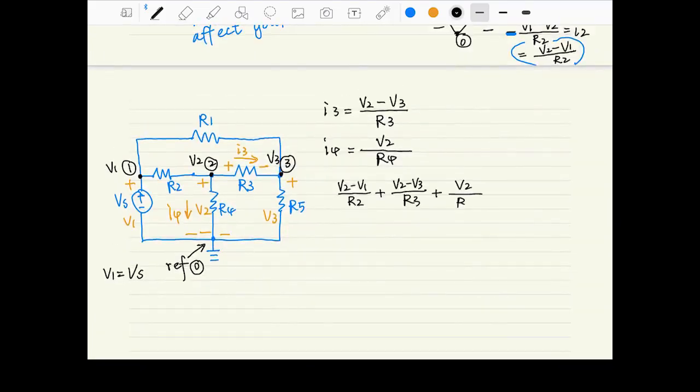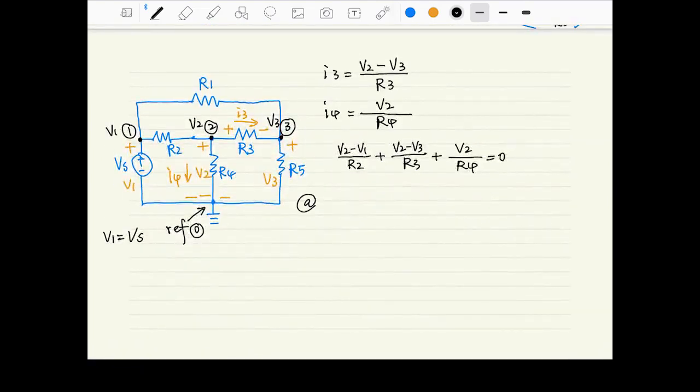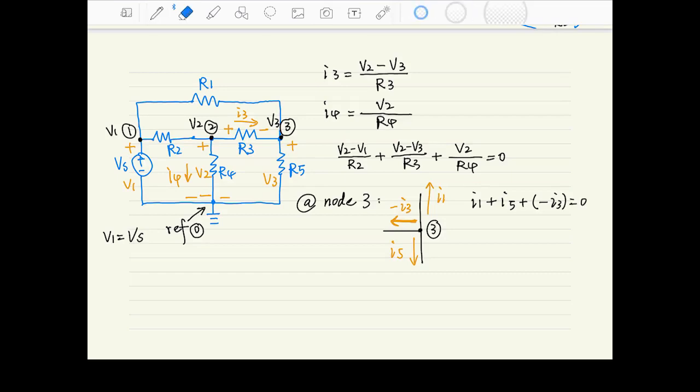But this one is more convenient, and I recommend you choose the passive configuration to make your life easier. Okay, we spent some time on I2, so I will skip the detailed procedure for I3 and I4. I3, let's write the polarities here, is equal to the voltage at the higher end minus the voltage at the lower end divided by R3. And I4 here is basically V2 over R4, right?